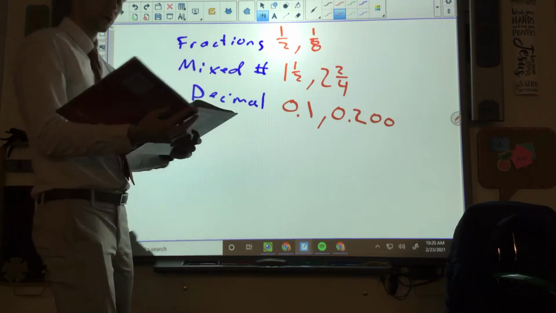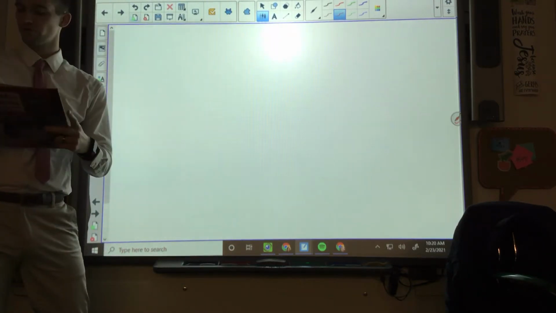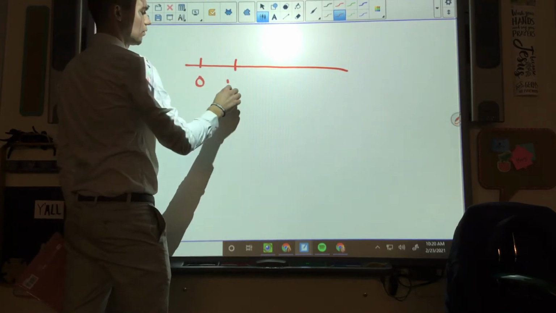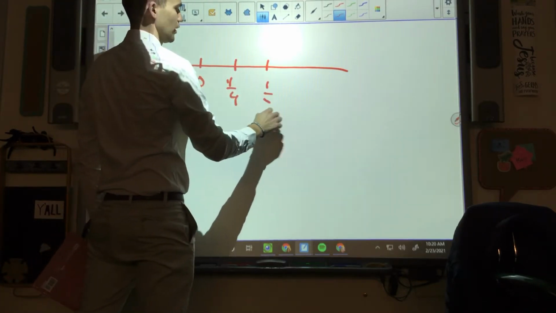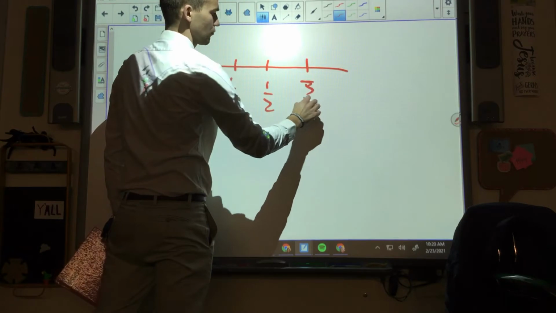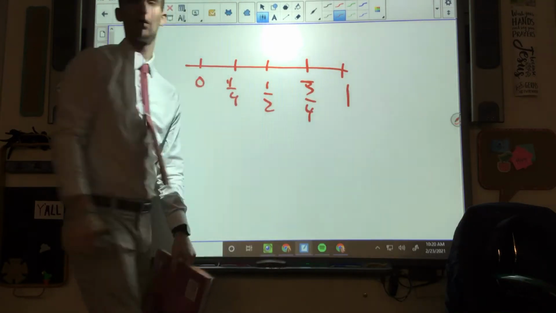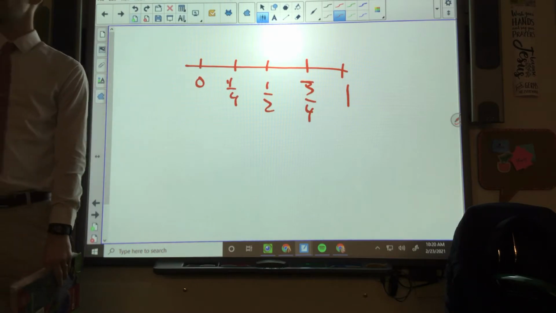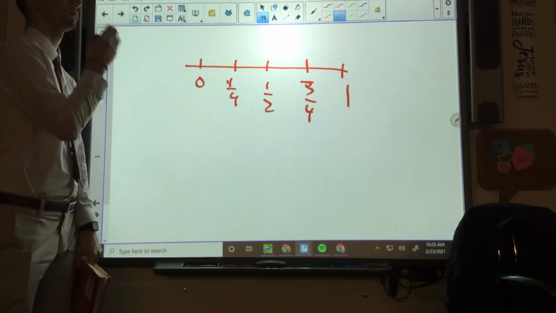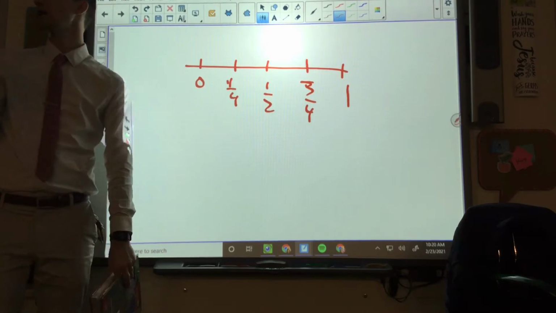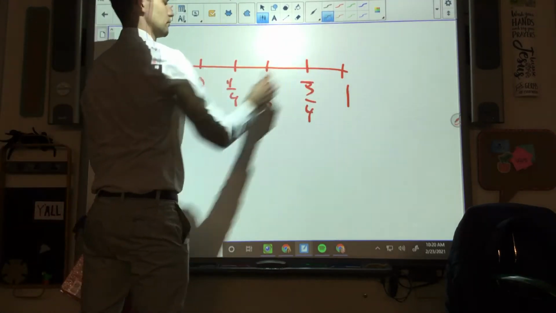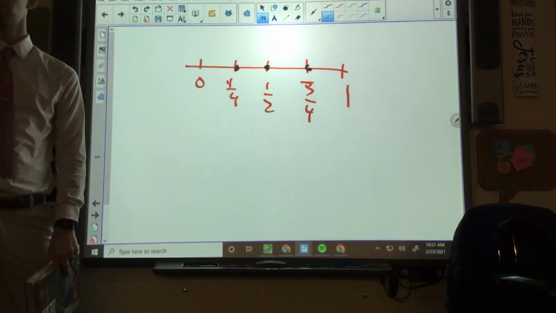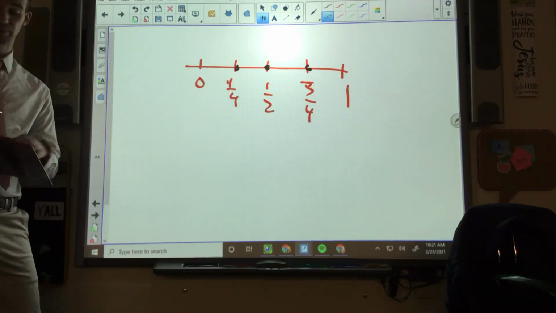All right. So on the bottom of that page, you've got 0, 1/4, 1/2, 3/4, and 1. Right? Yep. So if I said the fractions every quarter between 0 and 1, you would put 0, 1/4, 1/2, 3/4. Right? Okay.